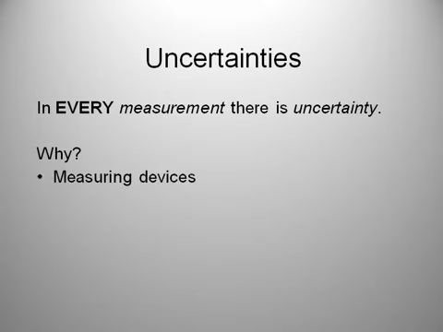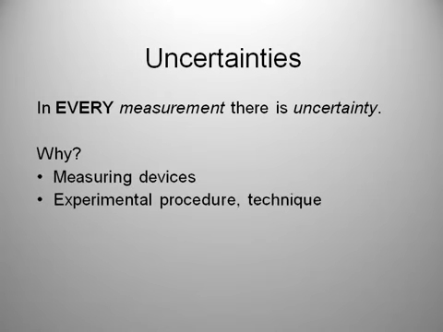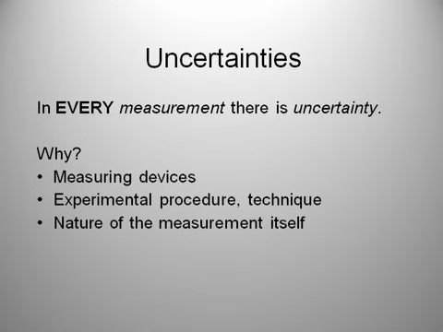Why is that? Well, it could be the measuring device you're using. It's not very good. Could be the way you're measuring with it. Maybe you're doing something wrong or sloppy. Or the nature of the measurement itself. For example, the speed of light is really difficult to measure. So if you try and measure it by whatever means, you're going to get some uncertainty in your result.